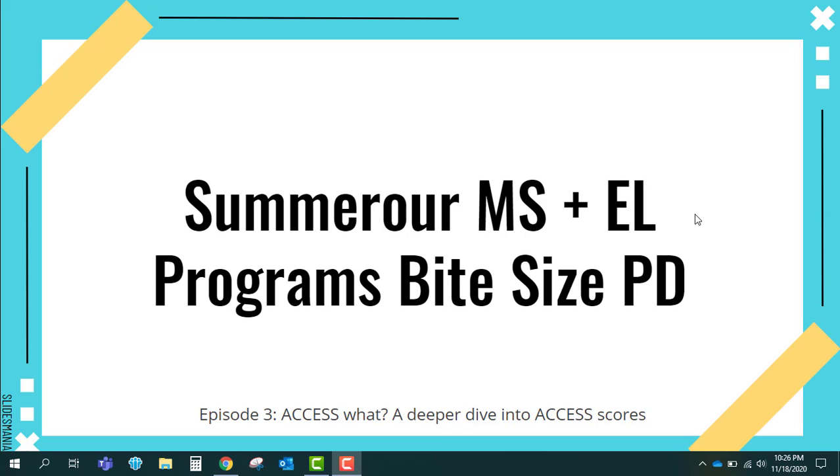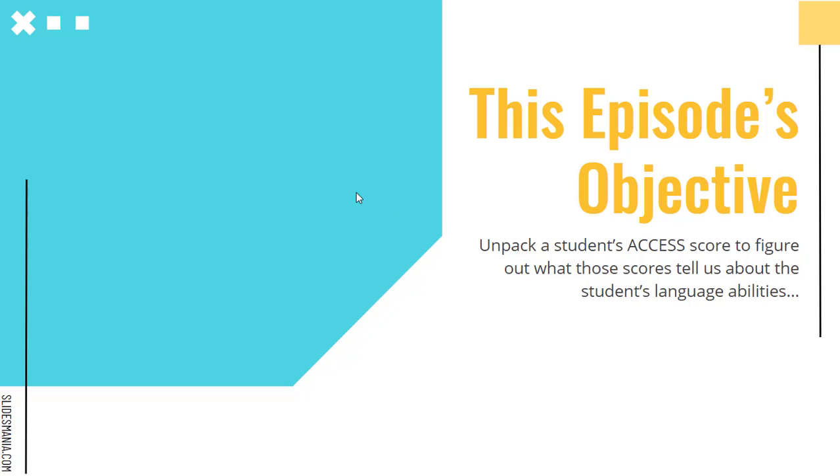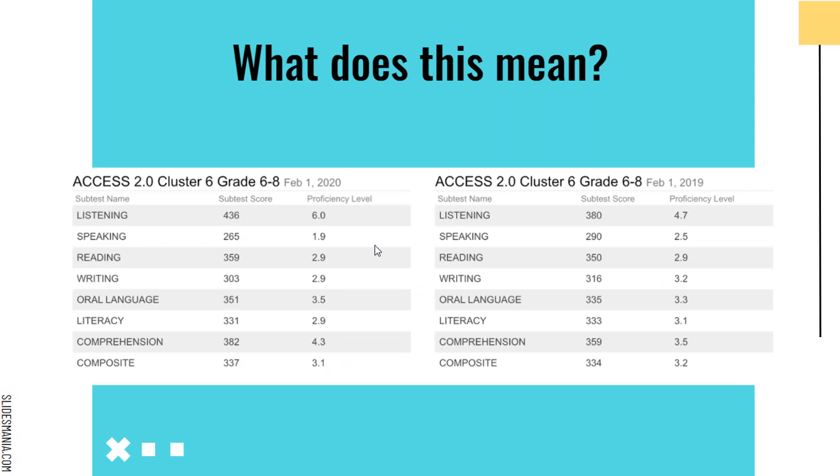Today in episode 3, we are going to be taking a deeper dive into understanding ACCESS scores. So let's get this party started. This episode's objective is to be able to unpack a student's ACCESS score to figure out what exactly those scores tell us about our students' language abilities.